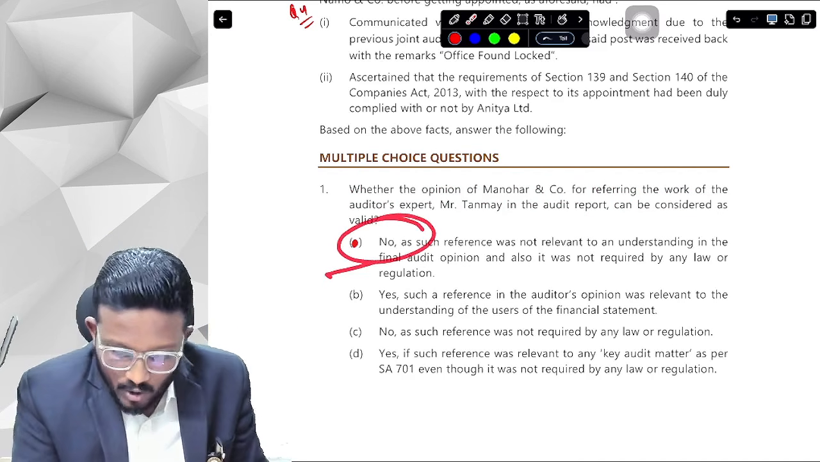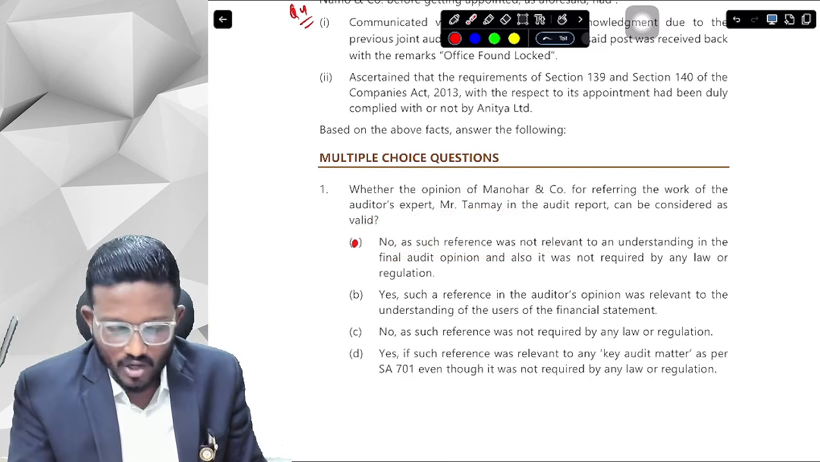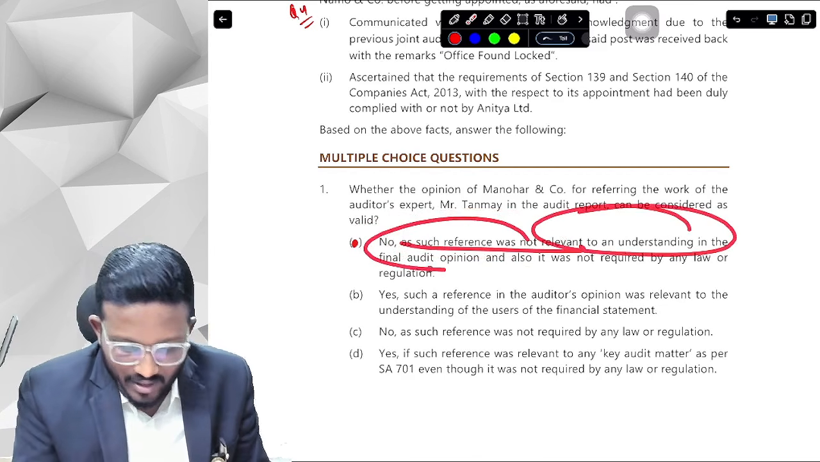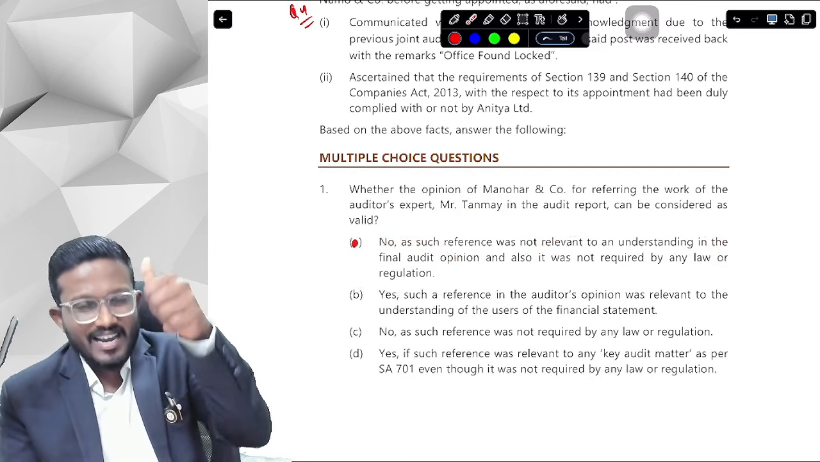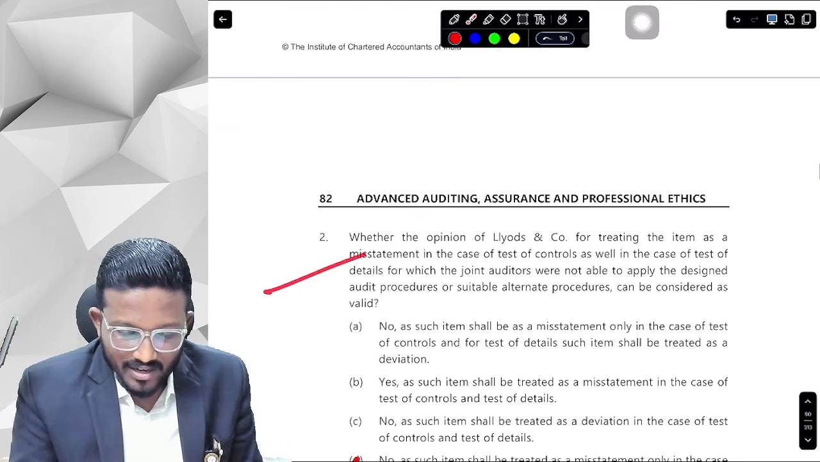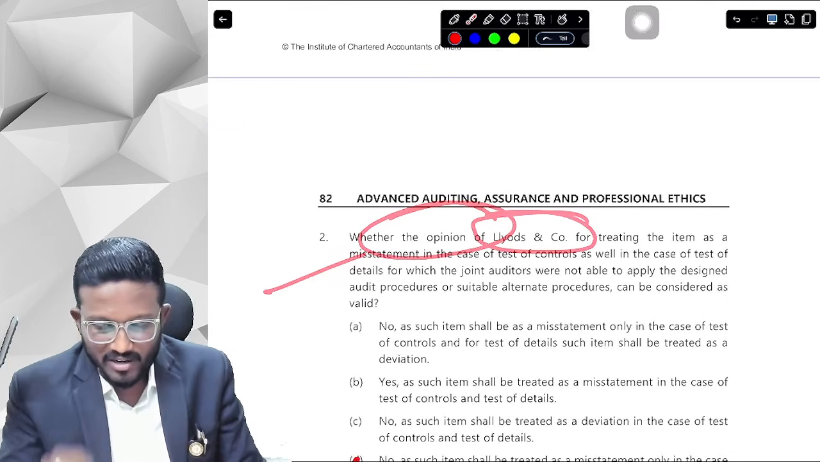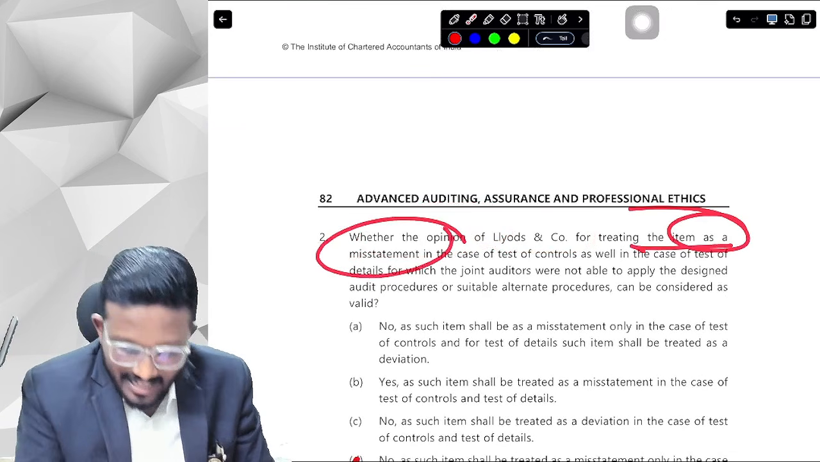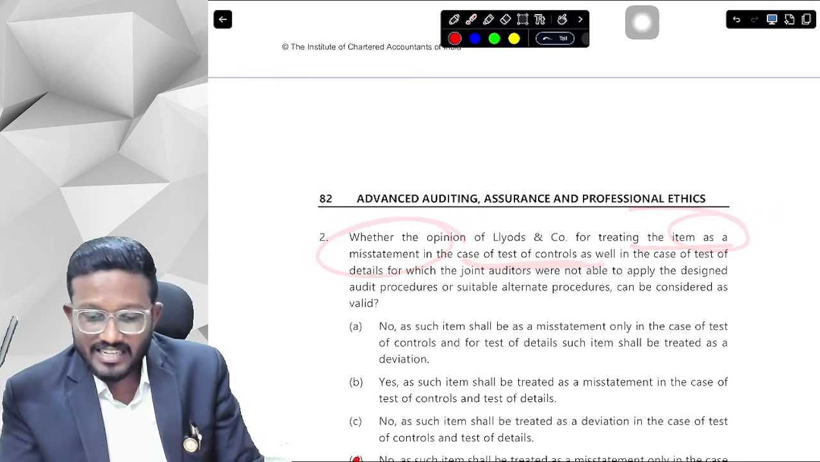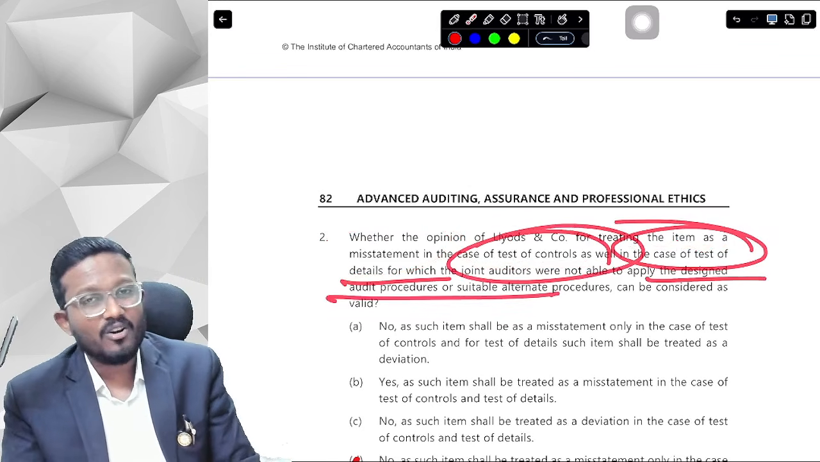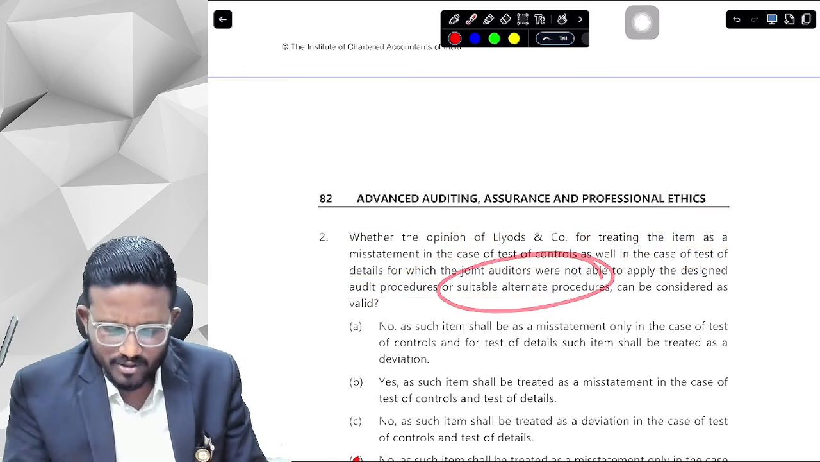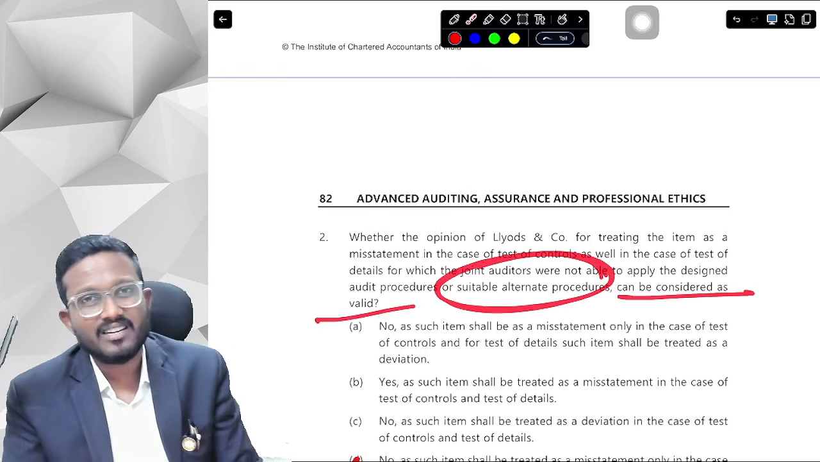So here, no, it was not required. It was not correct, as this reference was not relevant to understanding the audit opinion, and it was not required by law and regulation either. What is the second point, sir? Whether the opinion of Lloyds and Company, the audit firm, for treating the item as a misstatement in case of test of control, as well as in case of test of details for which joint auditors were not able to apply the designed procedures or suitable alternative procedures, can be considered valid.